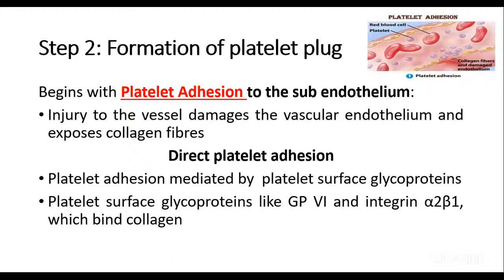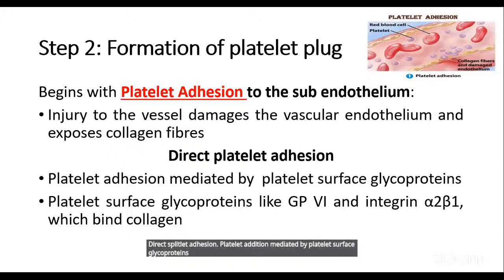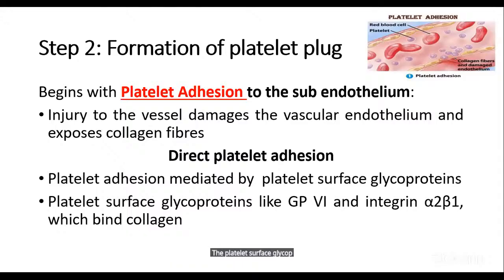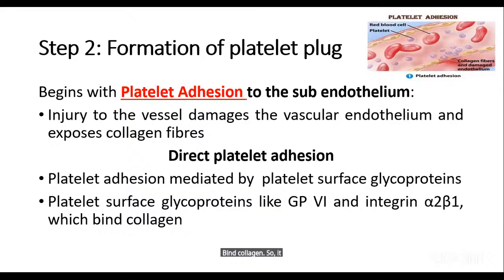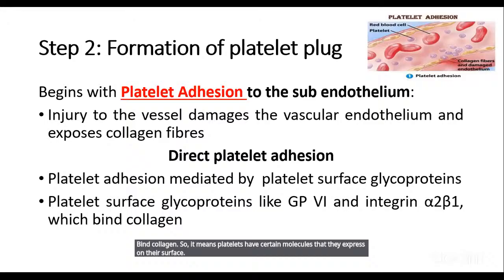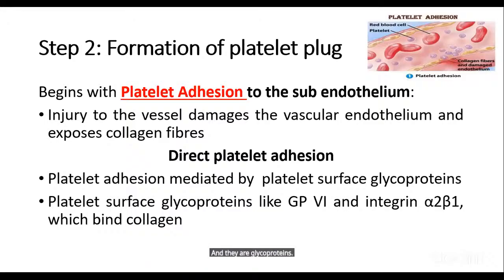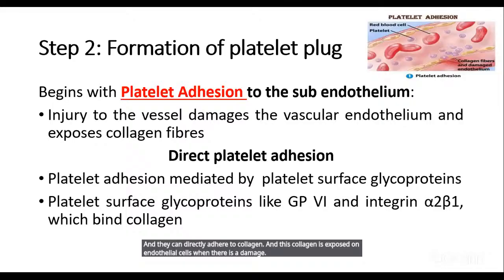Direct platelet adhesion: platelet adhesion mediated by platelet surface glycoproteins. The platelet surface glycoproteins like glycoprotein 6 and integrin alpha 2 beta 2 bind collagen. So it means platelets have certain molecules that they express on their surface, and they are glycoproteins, a combination of carbohydrates and proteins. And they can directly adhere to collagen, and this collagen is exposed on endothelial cells when there is damage on the vessels.